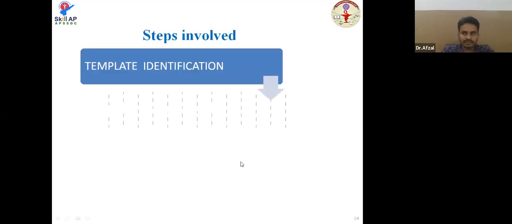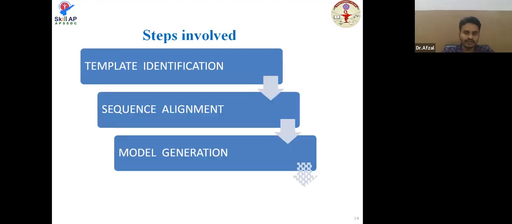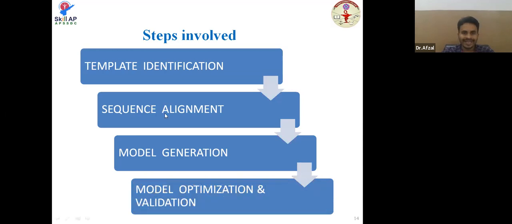And coming to the basic steps involved, the first and foremost step is the template identification, followed by the alignment of the query protein with that of the template protein, and we'll generate the model based upon this. After generating the model, we need to optimize whether the developed model is a better one or not, and we should also assess or validate if it is a suitable model in order to perform our molecular studies.